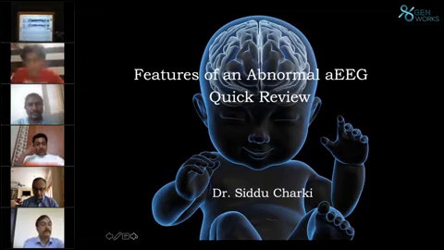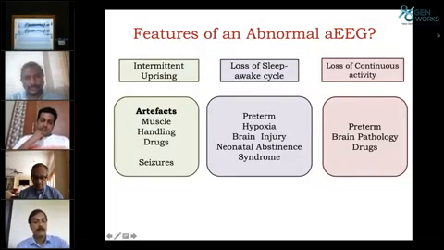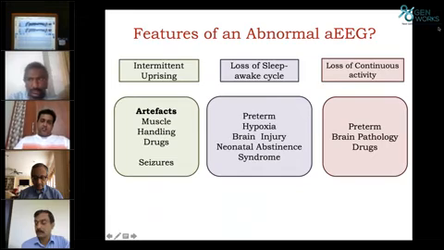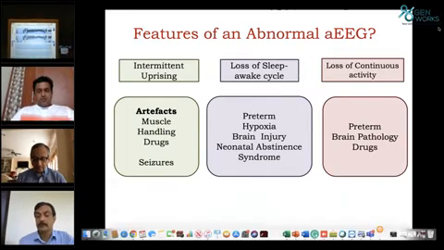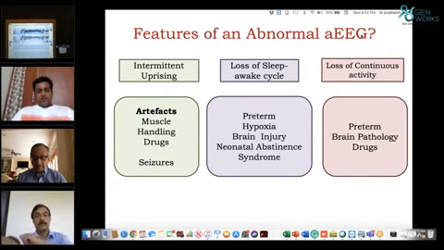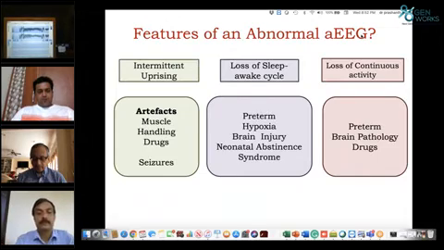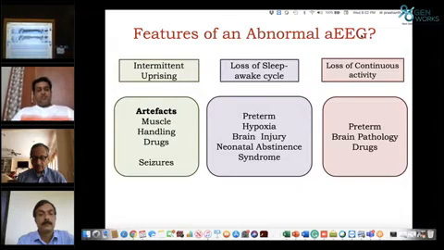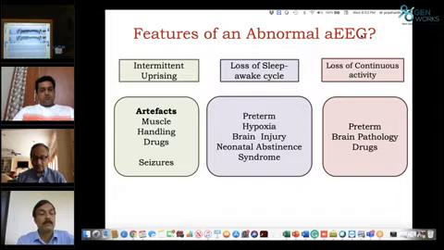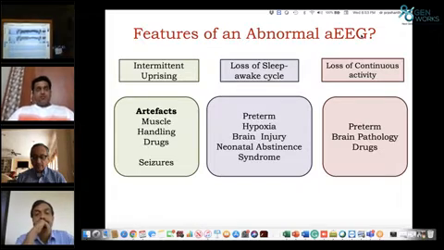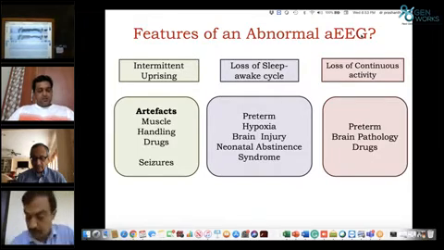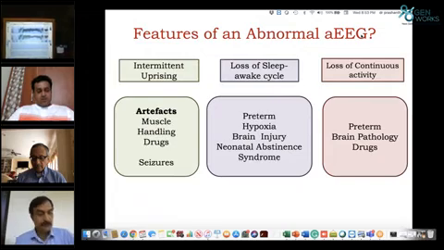Basically, we can divide features of an abnormal EEG into 3 subheadings. One is intermittent upriding, another is loss of the sleep-wake cycle, commonly seen, and a loss of continuous activity. What do I mean by intermittent upriding? Most commonly, it is artifacts that result in it. As we have earlier discussed, the documentation of such events is important. It can be secondary to our handling of the child, like diaper change, feeding, or tube change for that matter, and secondary to drugs or medications such as methylxanthine, where we have seen a prominence of intermittent upriding.